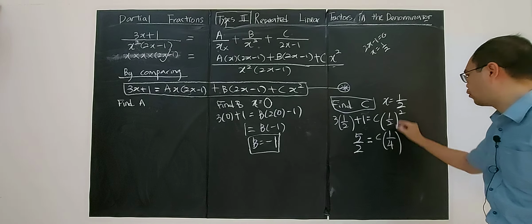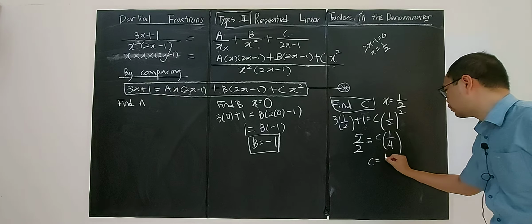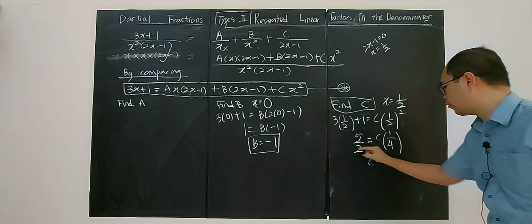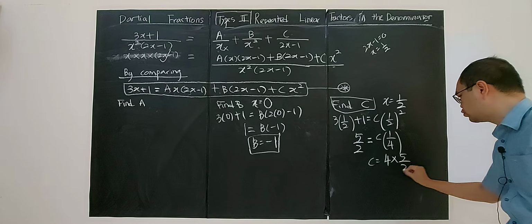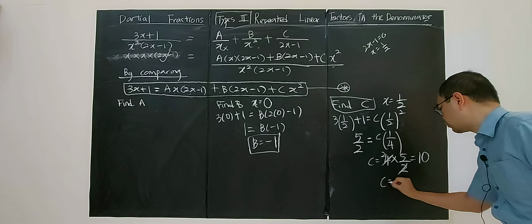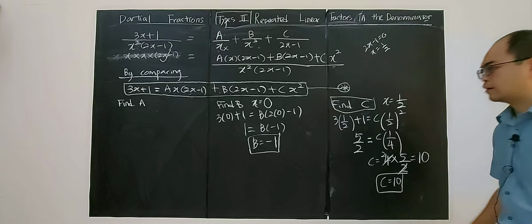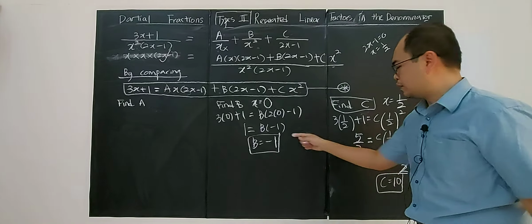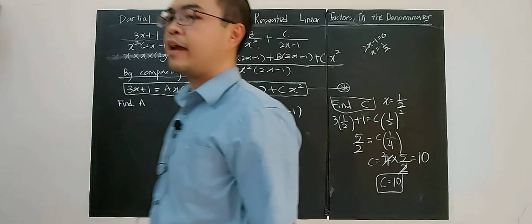1 over 4, right? So c will be 4 multiplied with 5 over 2. 2, 2, 4. So c we will have 10. Now you have c equals 10. Good, right? You have b, you have c. Now you want to find a.